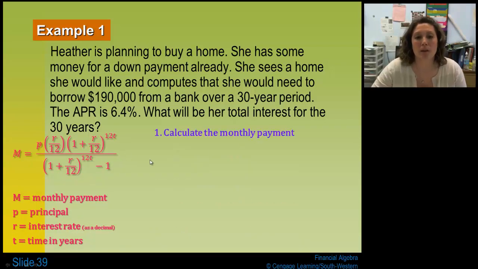And we need to calculate the monthly payment. So I take this and I plug in the information. Remember that R is as a decimal, so I have to convert the 6.4% to a decimal. So I move it 2 decimal places, so I have 0.064.